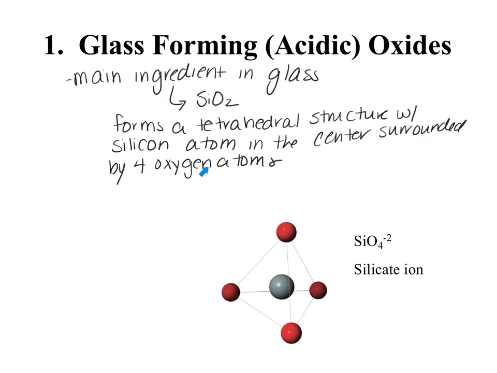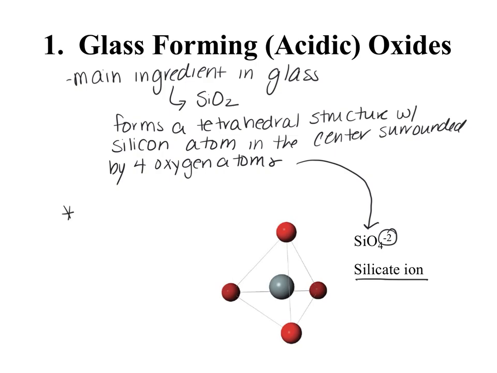So this is what it looks like. This is called tetrahedral because as you see, it kind of forms a pyramid and it has 4 faces. So there's one face here, one face here, there's a face in the back and a face on the bottom. And that's where the tetra comes from with the 4. This ends up with a formula where it's an ion. It's SiO4 with a -2 charge. This is called the silicate ion. This is a polyatomic ion.